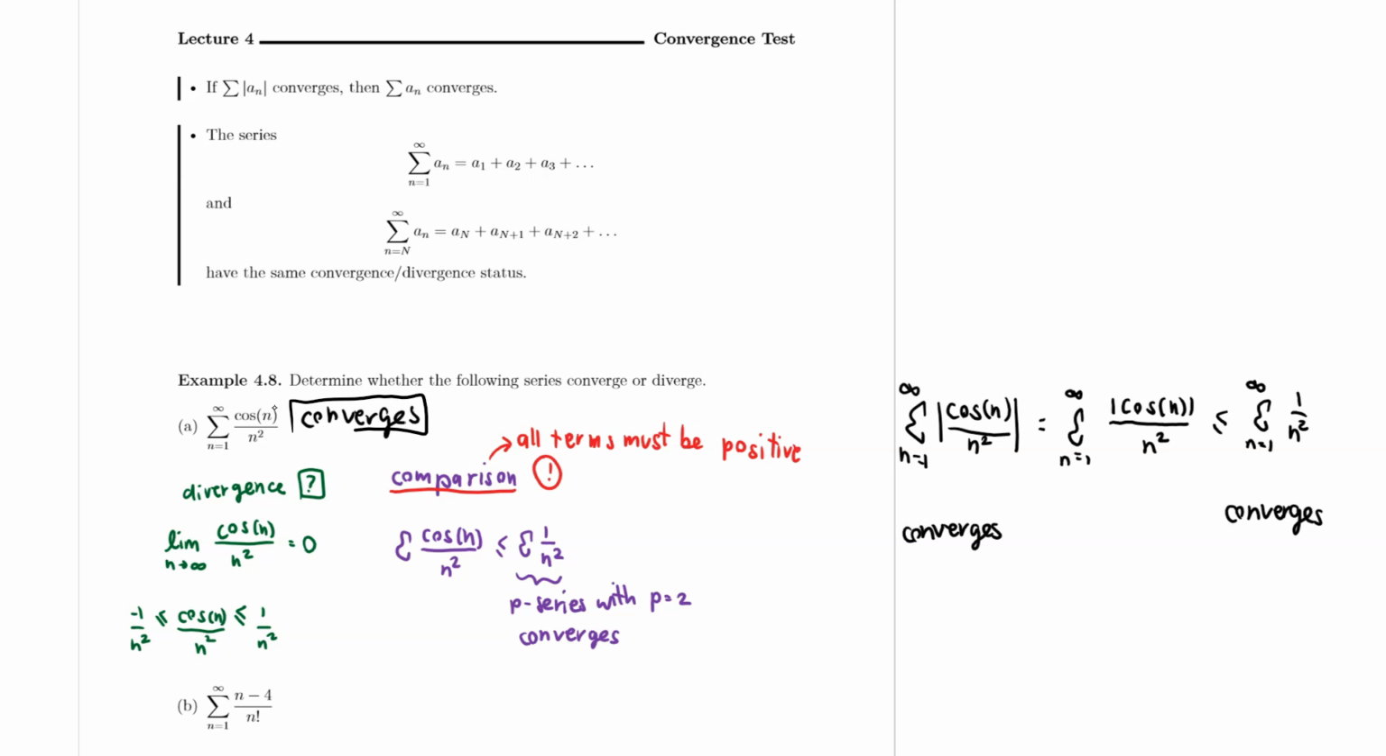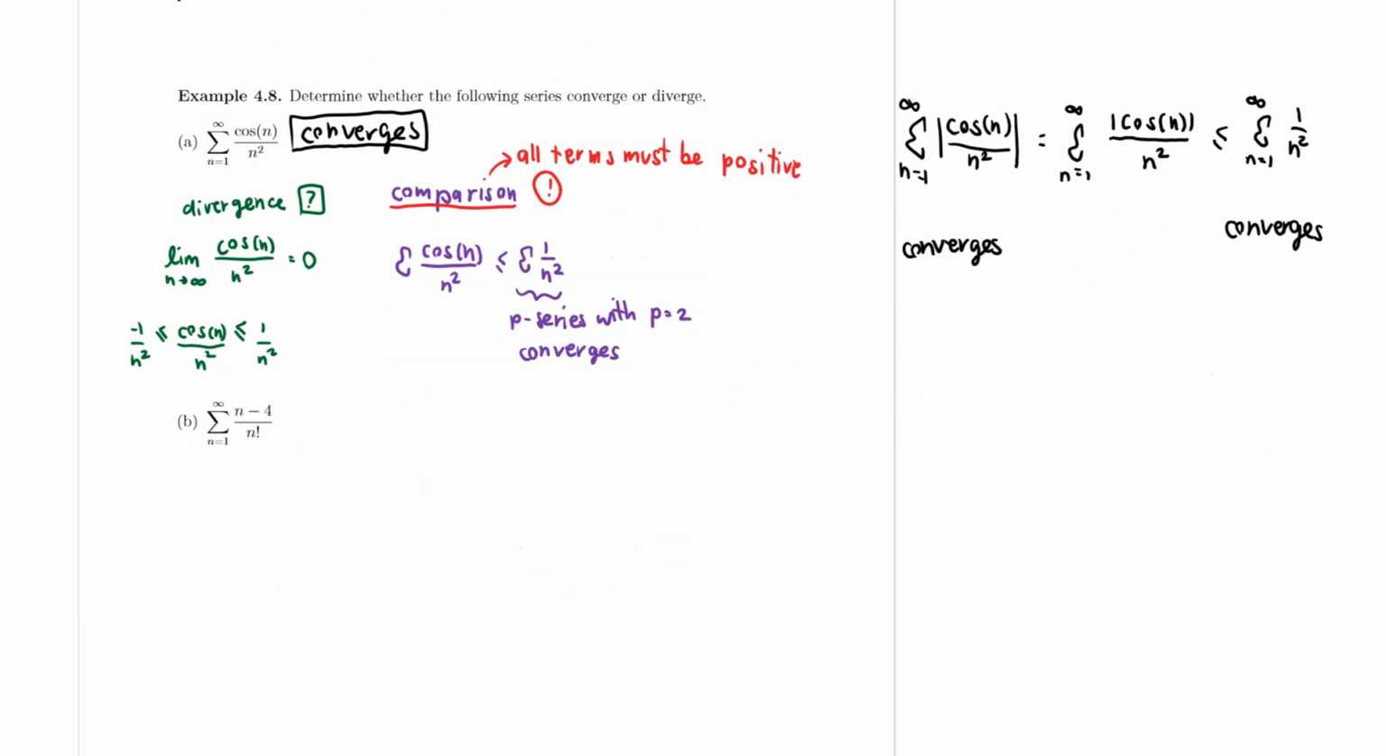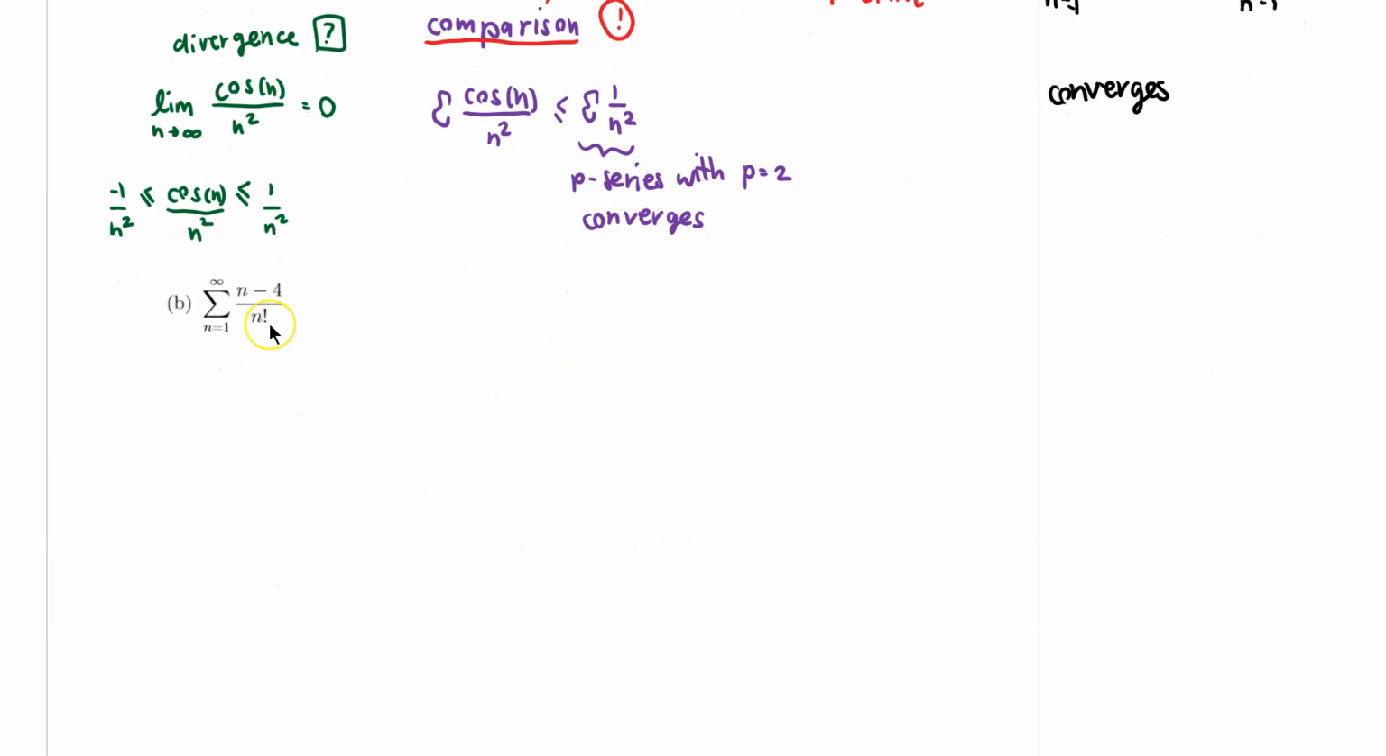So that's my conclusion for the first one. Let's take a look at the next one. I have (n - 4) over n factorial. Whenever we see things like n factorial, the first thing that we should try is the ratio test. But let me try the divergence test first then. Divergence test.